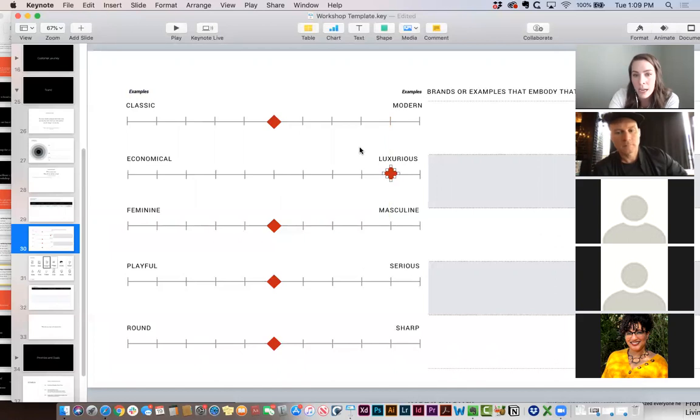It's just another point for me to understand my client and what they want. And then I list out brands over here. So you just list out the brands there. And then I take notes, like examples here of what classic is versus modern or economical versus luxurious. I'll just take this and copy it, just so that I myself know what they're talking about.